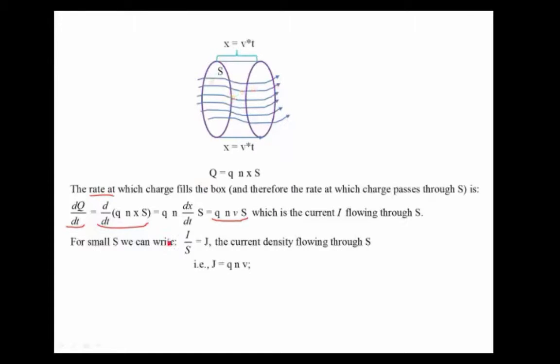If we take S small, J is going to be constant over that surface. We don't have to do any integrals. And so we have I divided by S, that's equal to the current density. Taking our current to be this expression here, divide by capital S, and we have J equaling qn times the velocity. Think of it this way. nq is basically the charge per unit volume times the velocity, which will give us the current density.